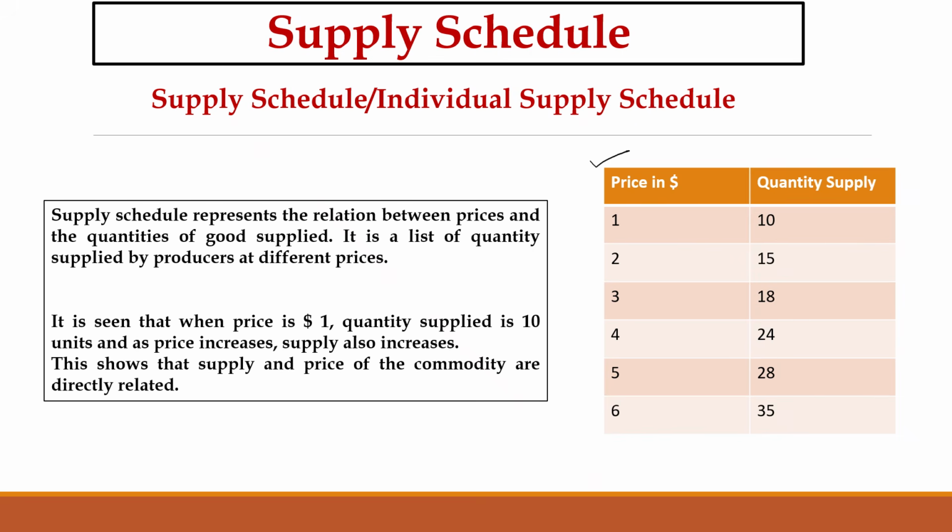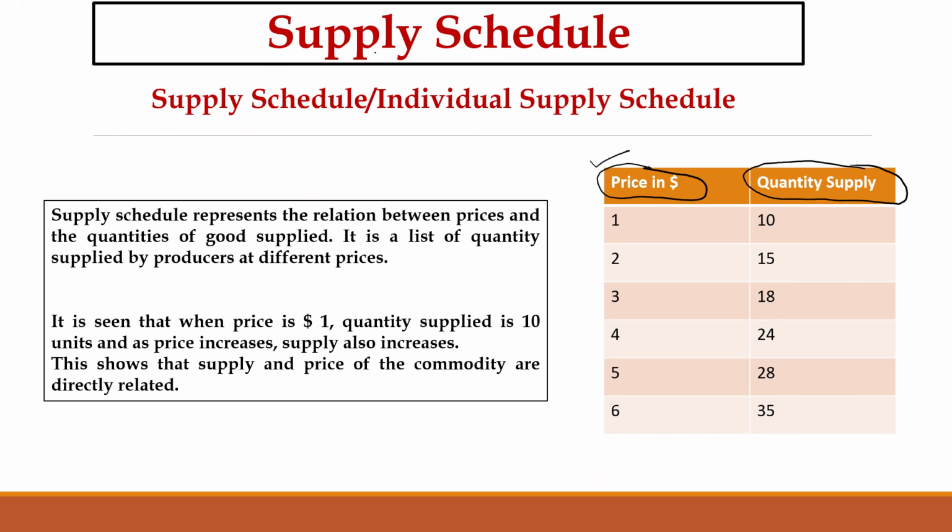So what is a supply schedule? The supply schedule represents the relationship between price and quantity supplied. What we are going to study here explains the relationship between price, which is in dollars, and quantity supplied. See here in the table, we are mentioning price and quantity supplied. It is a list of quantities supplied by producers at different prices.